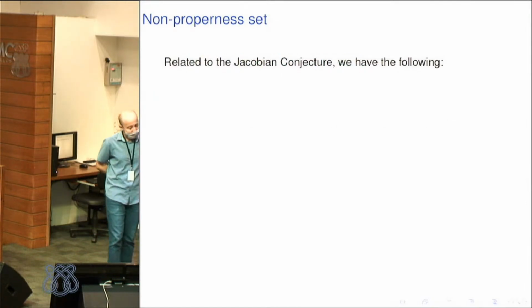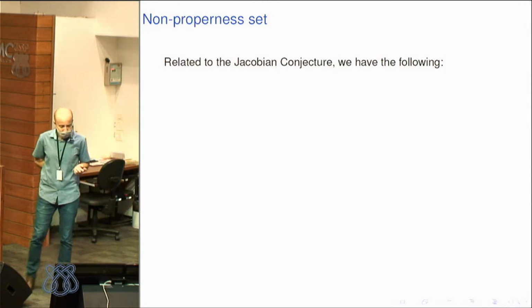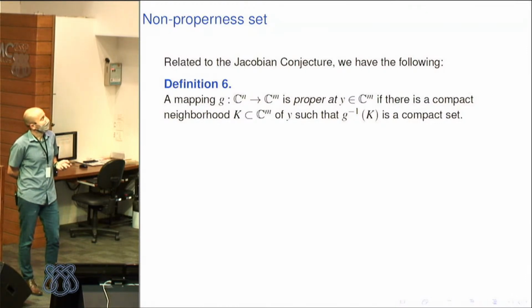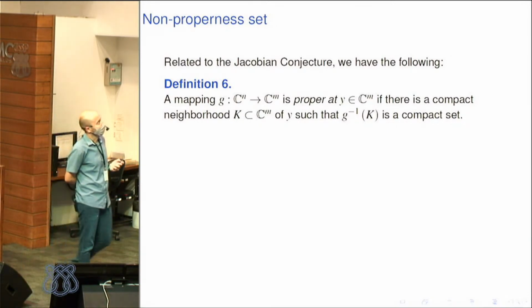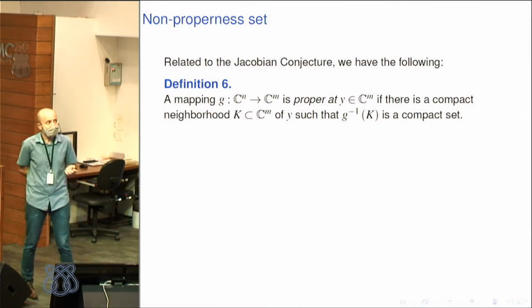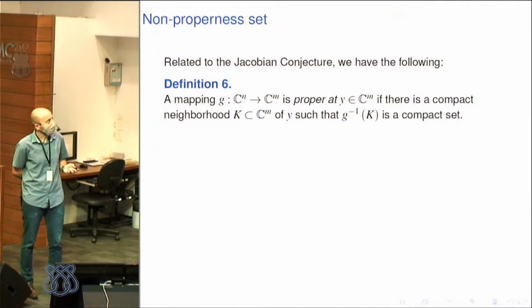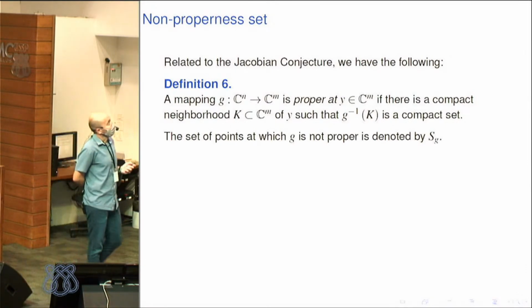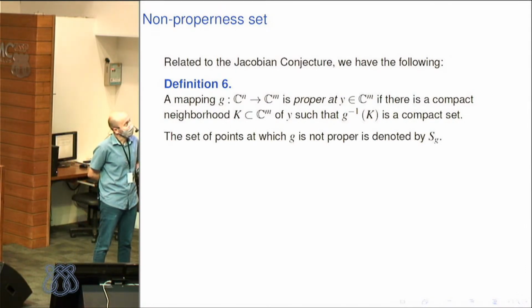And related to the Jacobian conjecture, you have the notion of the non-properness set, which is a topological definition. We say that a mapping G from Cn to Cm is proper at y if there is a compact neighborhood K of y such that the pre-image of K is a compact set. And the set of points at which G is not proper, we denote by S_G.